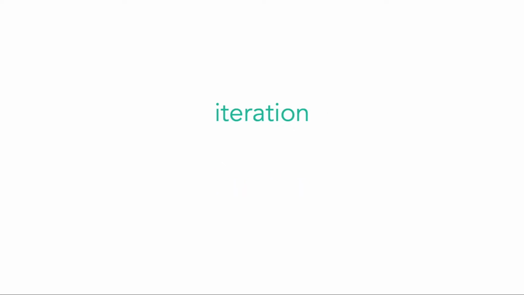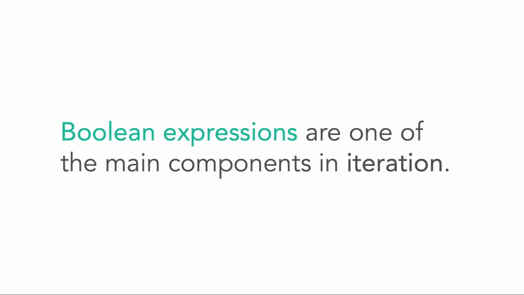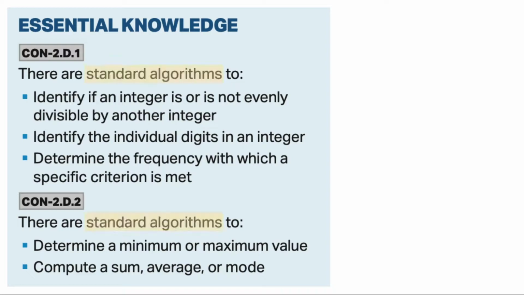This is represented in a program by using while loops and for loops. Loops give the program the ability to repeat a set of statements 0 or more times until a condition is met. Boolean expressions are also one of the main components in iteration. This unit introduces several standard algorithms that use iteration. Knowledge of standard algorithms makes solving similar problems easier, as algorithms can be modified or combined to suit new situations.